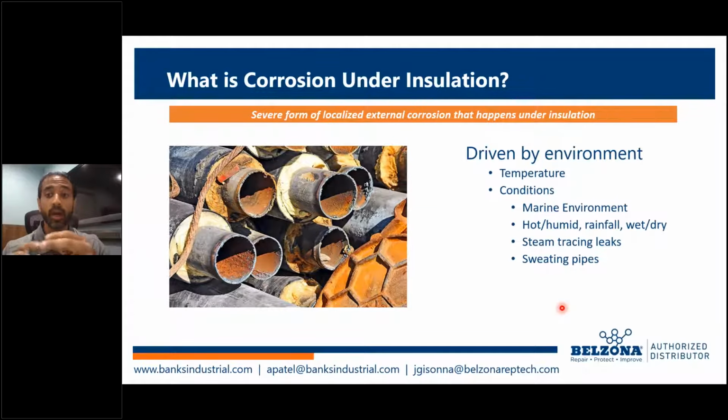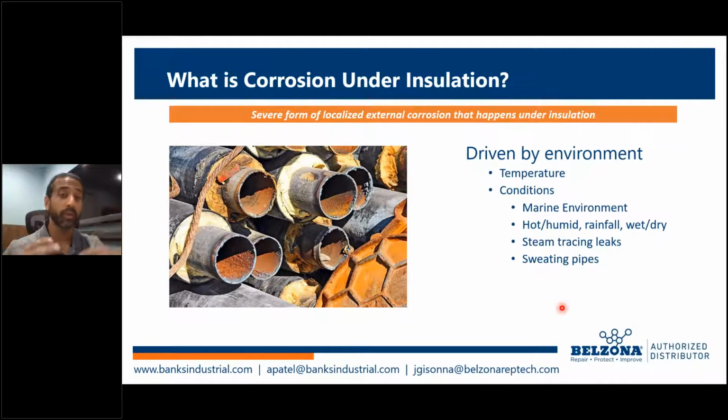Temperature, obviously one of them. Marine environment: are you in an area where you have a lot of moisture in the air because you're by an ocean, etc.? Is the weather where you're located hot and humid? Do you experience a lot of rainfall? Is there a lot of wet-dry cycling? Is there a lot of hot-cold cycling? Anywhere there might be steam tracing, if you have cold winters and you need to keep your process fluids warm, steam tracing is often a source of the moisture that helps accelerate corrosion under insulation. So that's something to be thinking about.